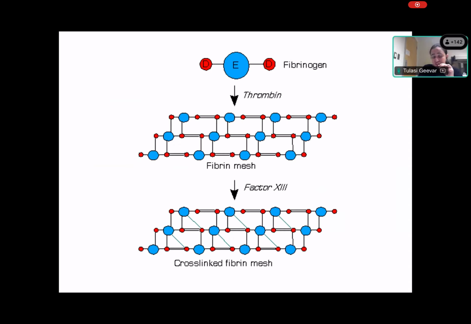Now, a word about the action of factor 13. Fibrinogen is converted to fibrin by thrombin, and factor 13 introduces cross-links in the fibrin mesh and stabilizes the clot. So in the absence of factor 13, the clot is not stable. This can typically cause delayed bleeding, but also umbilical stump bleeding in the neonate.